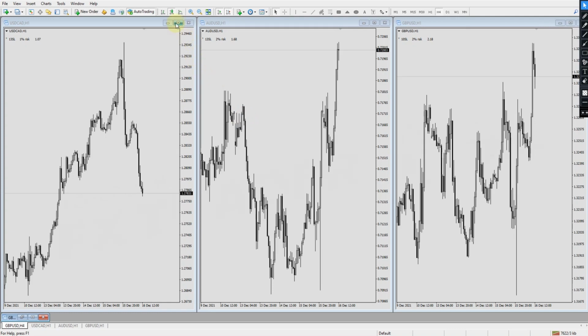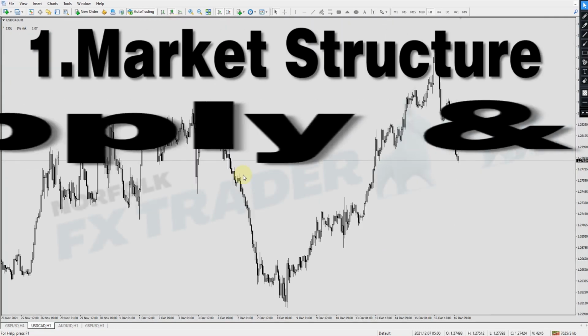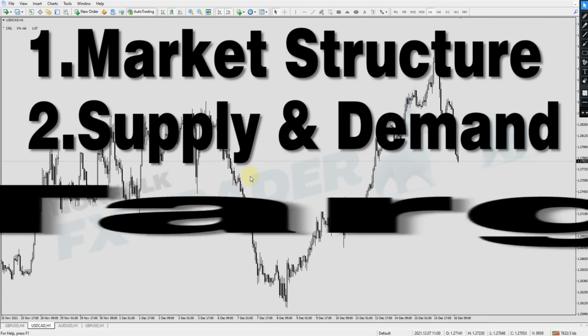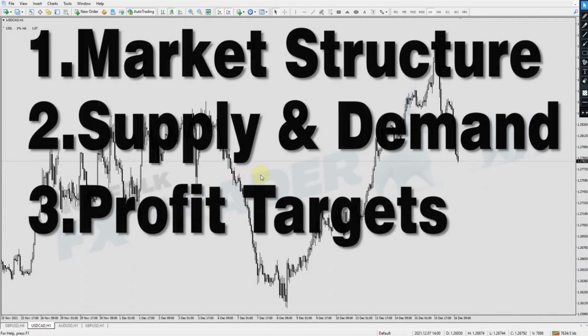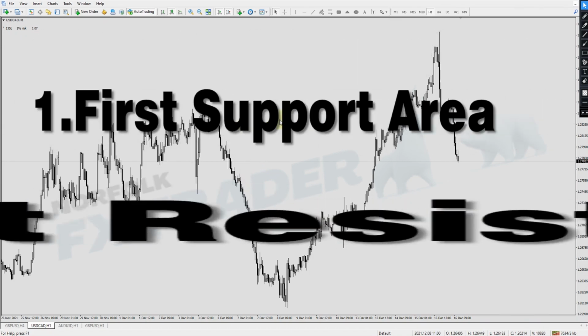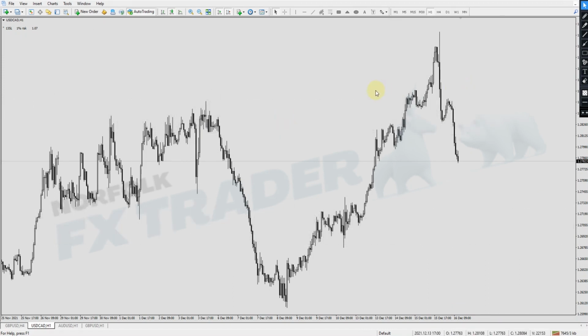I'm going to cover going through market structure, where you'll be looking for your supply and demand area to take a trade, and then how you'll be looking to take those profit targets. This is basically called a first support area and a first resistance area when we're looking to take that first profit target. Keep watching the video to the end because it's going to help you if you do struggle with those areas on the chart.